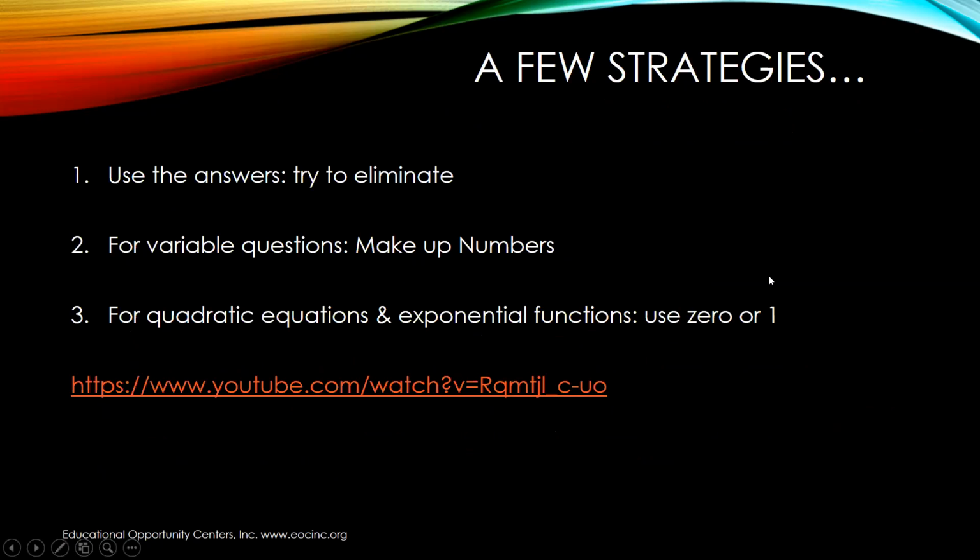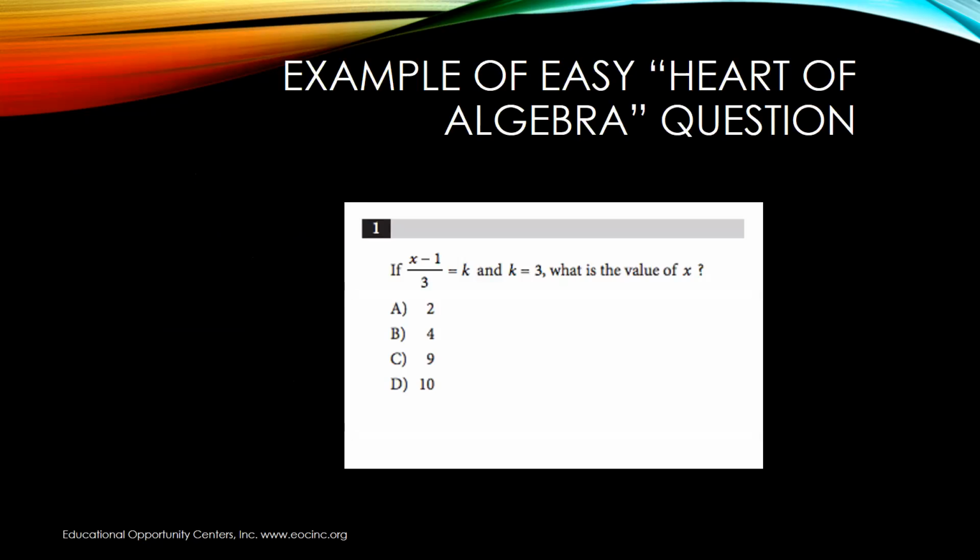So here are a few strategies. You're going to use the answers and try to eliminate. When it comes to a variable question, we're going to make up numbers. And when it comes to quadratic equations and exponential functions, you're going to use 0 or 1. So let me show you an example of what an easy heart of algebra question looks like. You can see here, if (x minus 1) over 3 equals k and k equals 3, what is the value of x?